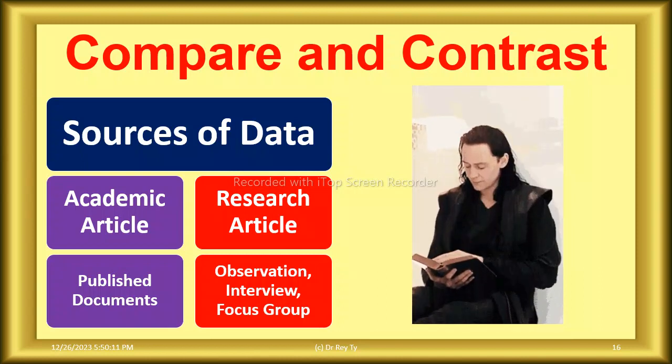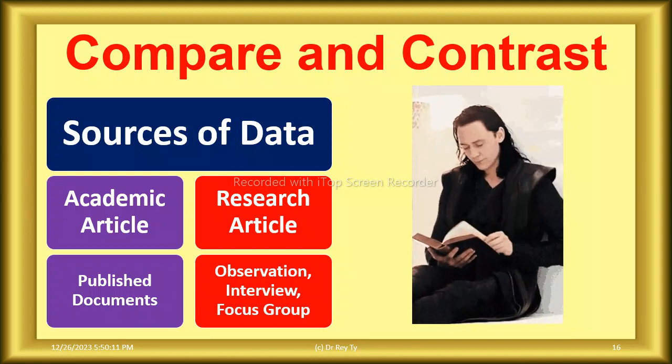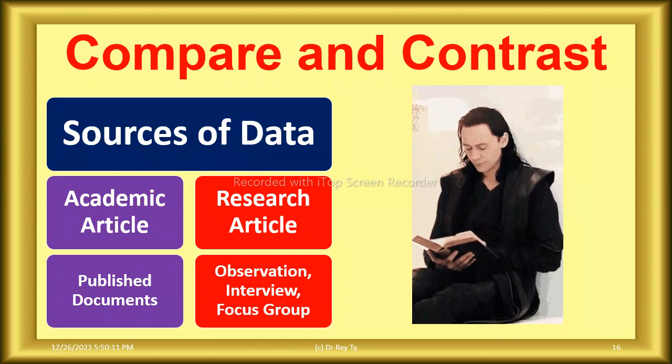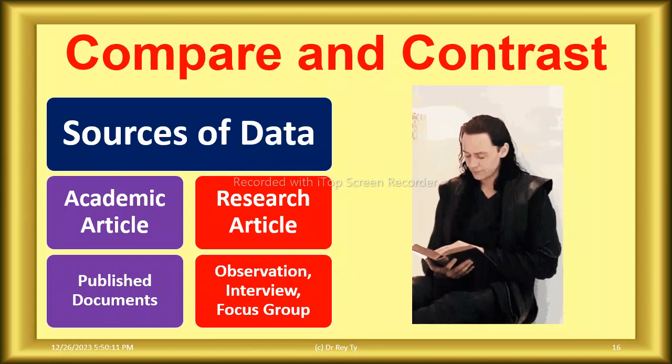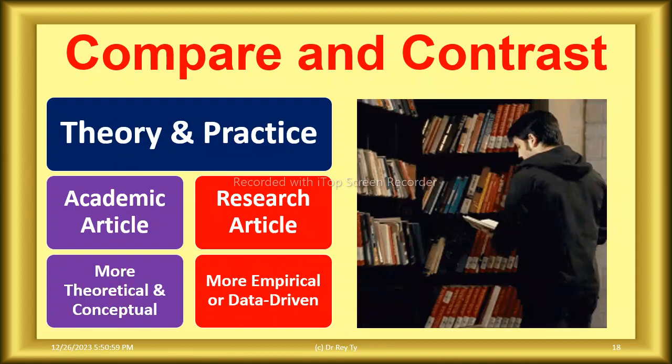Research articles have to engage in original work involving participant observation, interviews, or focus group discussion. And academic articles rely on existing literature, whereas research articles rely on existing literature only as backgrounder or as support for arguments, but not for its main findings.